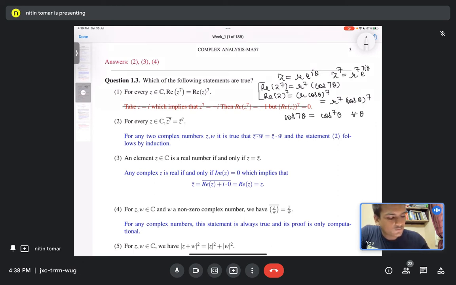So yes, sir. We know that this won't be true in general, right? So this does not hold in general. You can always choose some theta for which this inequality won't hold. Okay, is it clear now?